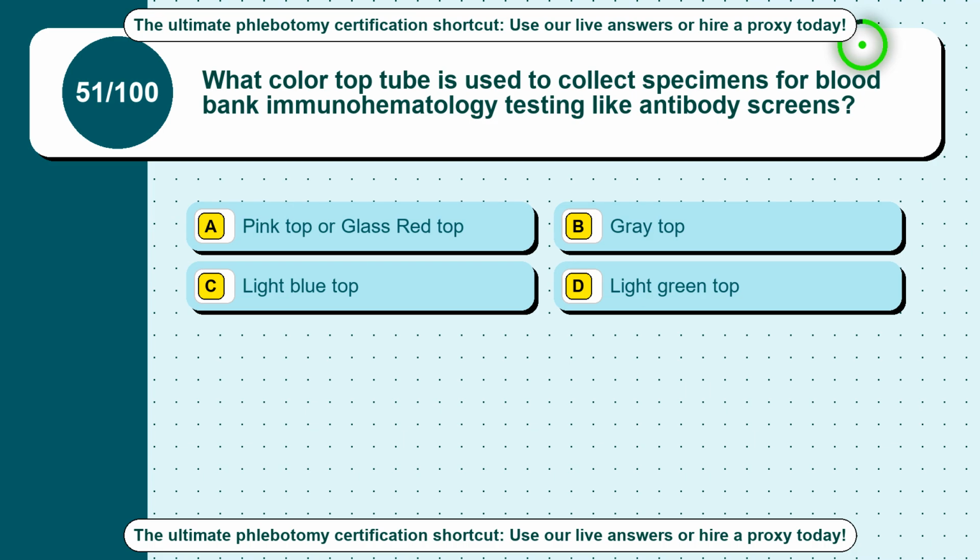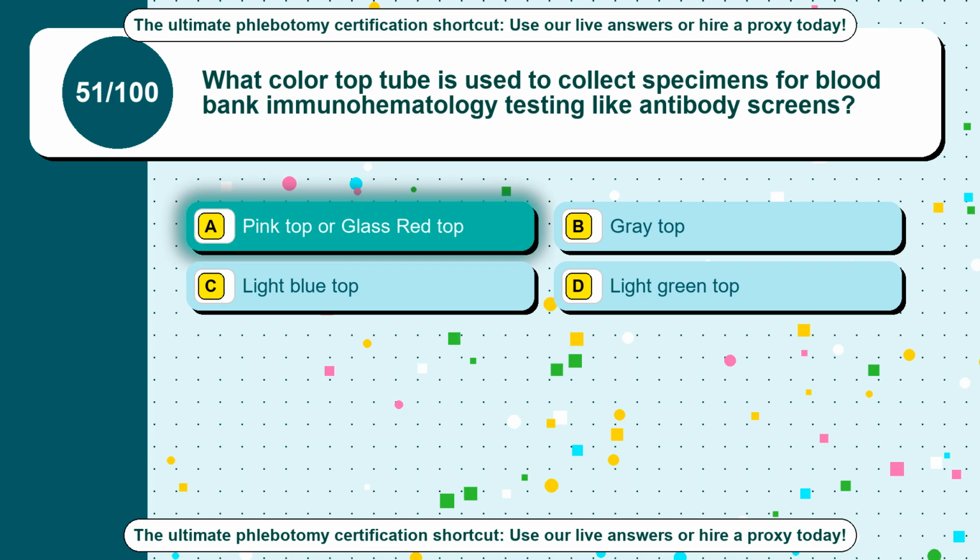Question 51. What color top tube is used to collect specimens for blood bank immunohematology testing like antibody screens? Option A, pink top or glass red top. Option B, gray top. Option C, light blue top. Option D, light green top. The correct answer is option A, pink top or glass red top.